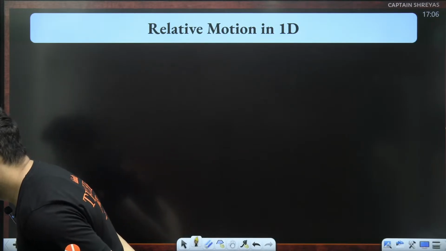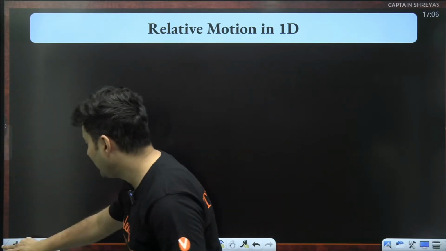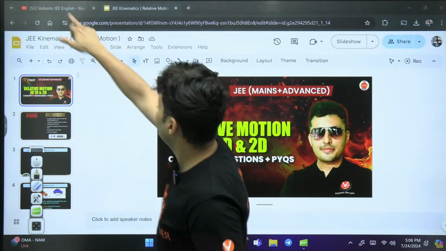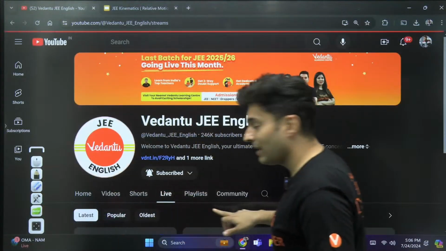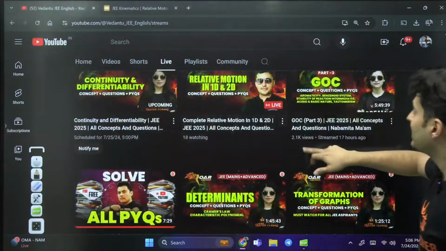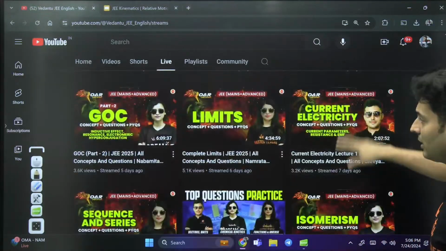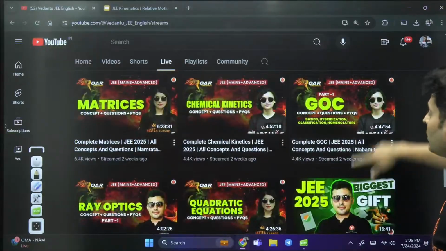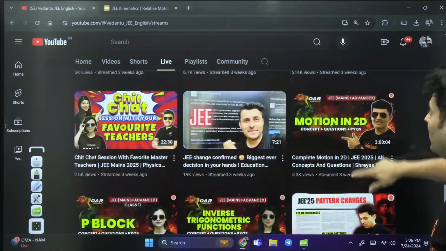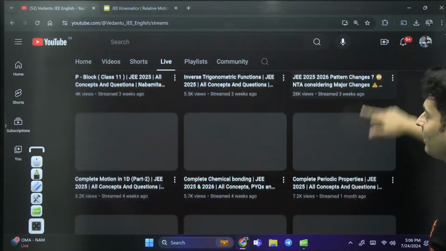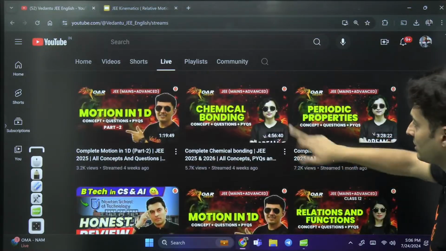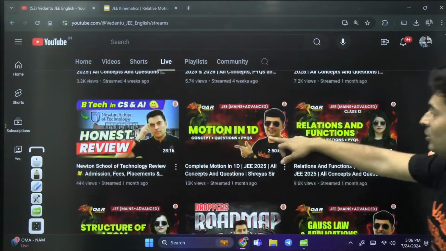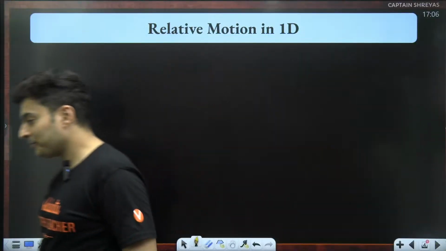Motion in a straight line is already done. In case you have missed those classes, they are there right now over here. If you go back a little bit, current electricity is done, part of it, the remaining part will be done, ray optics done, motion in 2D you can see right over here. Motion in 1D was done in 2 parts. This is the second part, motion in a straight line.